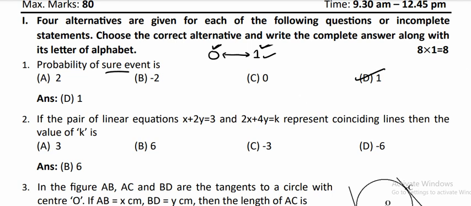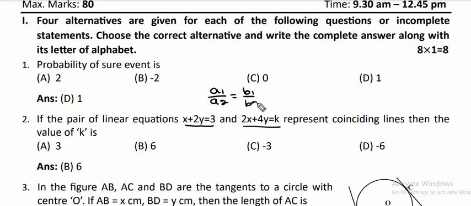Next, the second question: if the pair of linear equations x plus 2y is equal to 3 and 2x plus 4y is equal to k represent coinciding lines, then find the value of k. If the lines coincide, we have to take the relationship a1 by a2 is equal to b1 by b2 is equal to c1 by c2. We have considered this relationship.